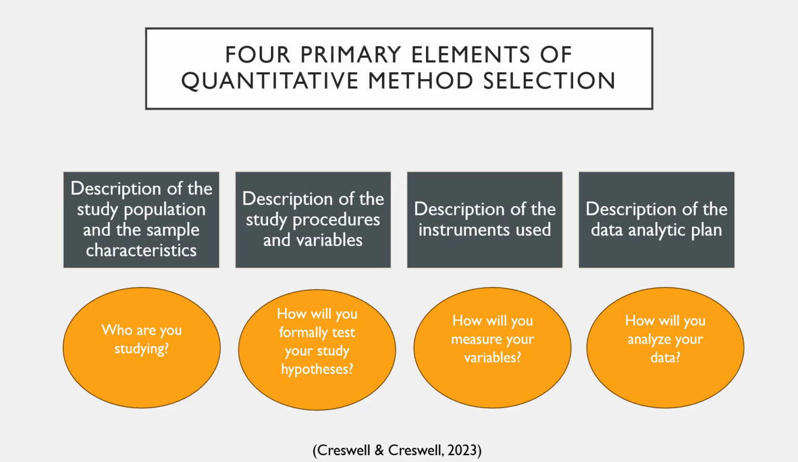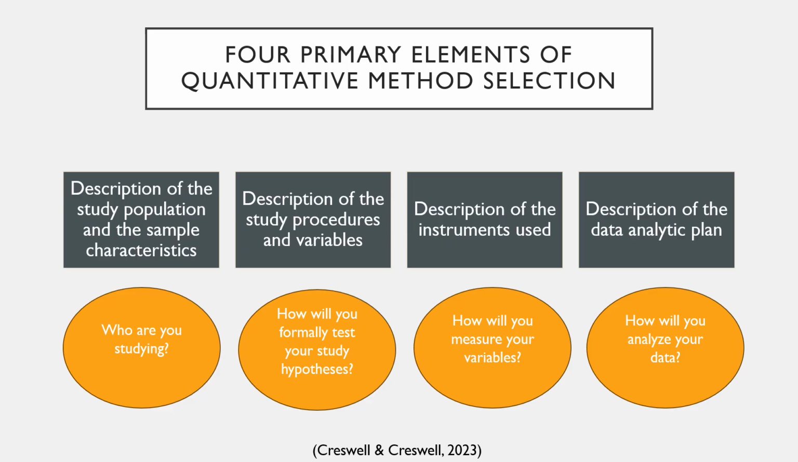And then the third primary element is going to be the description of the instruments used. So you're going to ask, how will you measure your variables? Are you going to be doing surveys or experiments? Are you going to be doing mail-in surveys? Are you going to be using specific research instruments that previous people have used? That type of stuff.